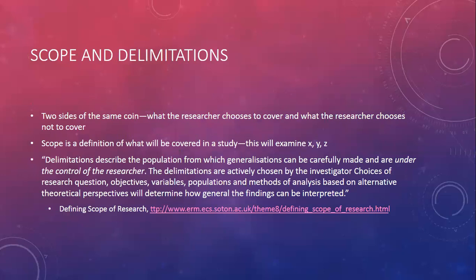Scope and delimitations are two sides of the same coin, what the researcher chooses to cover and what the researcher chooses not to cover. So scope is the idea of what you will cover. This study will examine X, Y, or Z. Delimitation is what you choose not to cover. Now it mentions here the idea of generalizations, okay? What you're not going to be able to generalize to. Remember, if you're doing qualitative research, we don't talk about generalizations, it's transferability. But if you set up a delimitation there, then you are actively choosing not to cover something, okay? So it will either be something that you guarantee will not be generalizable to whatever, or that may not be transferable, okay?